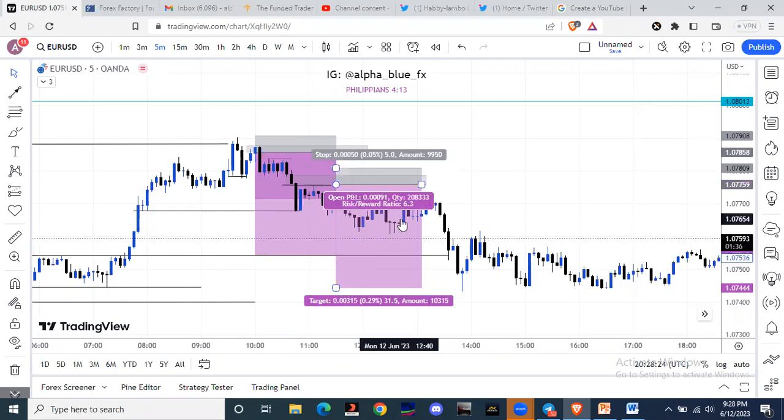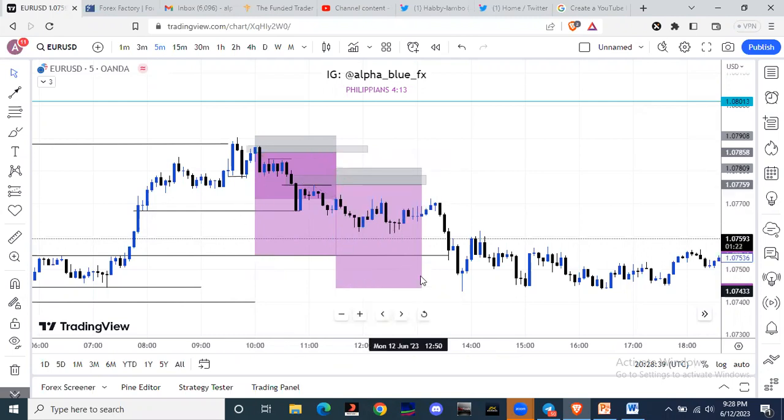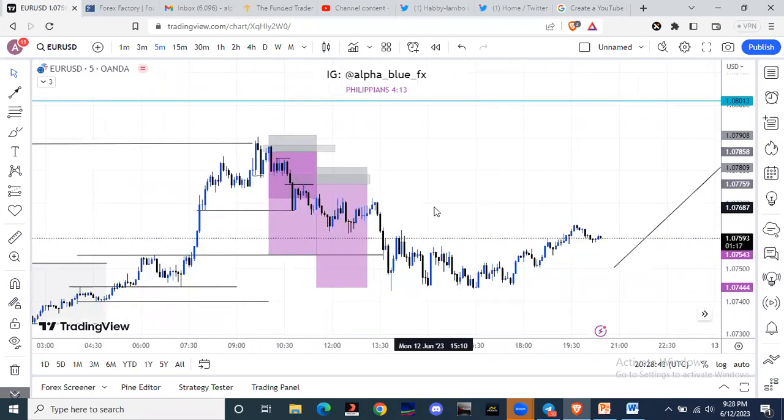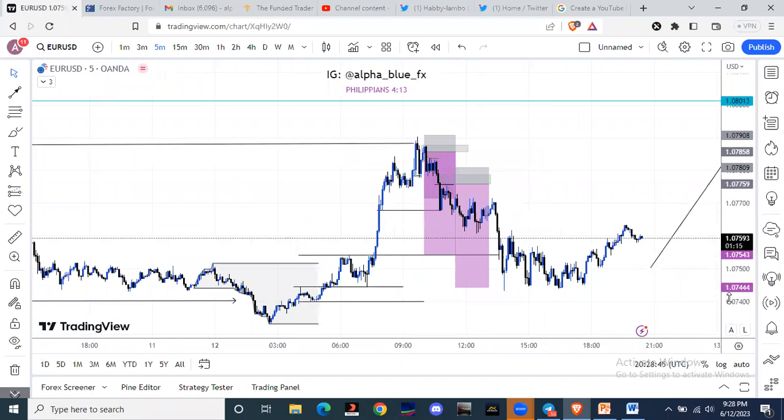But the good thing is that you have at least a high risk to reward ratio, so that even when you lose 2 or 3 trades, one trade is going to take you far into profit. It's going to clear all of the losses you've incurred and push you into profit. That is the importance of risk to reward ratio. Risk to reward ratio is very, very important.